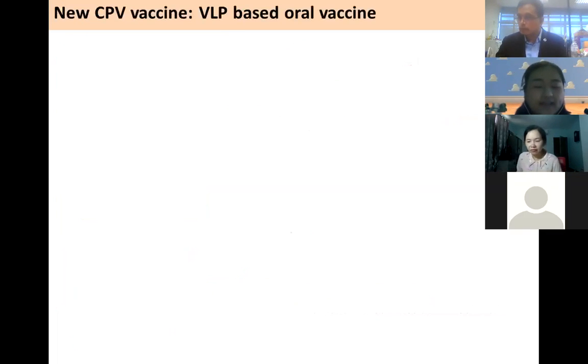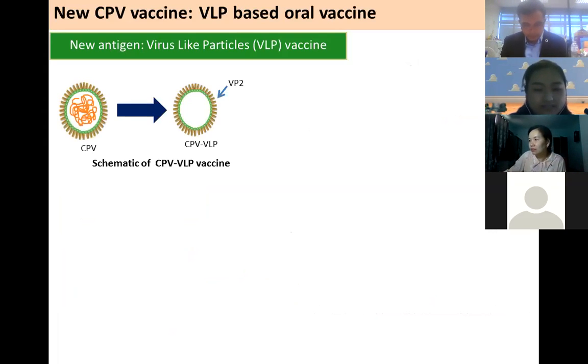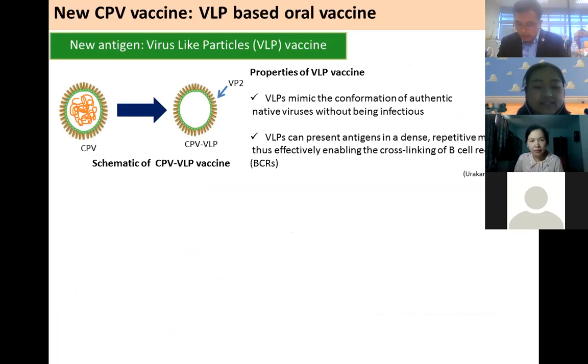One of the vaccines that can overcome those current vaccine problems is a vaccine made from VLP. What is VLP? VLP is a virus-like particle structure formed by viral protein but containing no viral genome. Therefore, they are non-infectious. VLP can present antigen in a dense, repetitive manner, thus effectively enabling the cross-linking with B cell receptor and enhancing immune stimulation. VLP can be naturally occurring or synthesized through the individual expression of viral structure proteins, which can self-assemble into virus-like structure. In this study, an insect cell expression system was used.